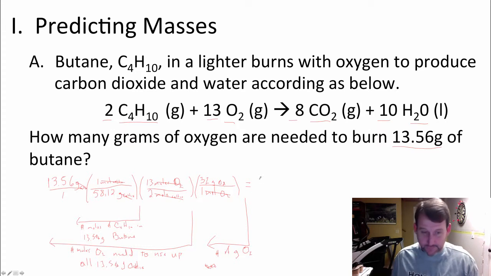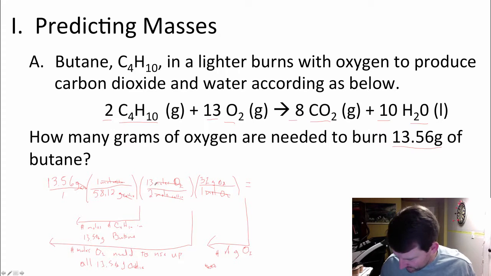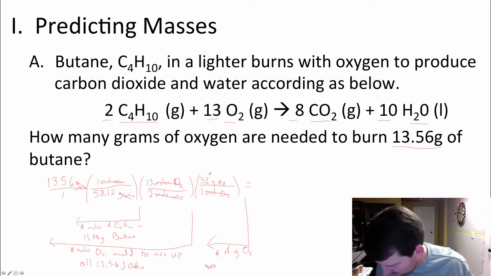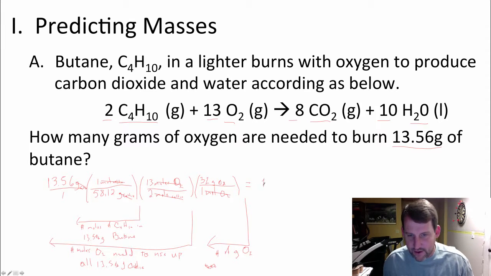And to do the math, all we do is we start with this number, 13.56, in our calculator. And the next number is on bottom, so we divide here by 58.12, times 13, because it's on top. The 2's on bottom, so we do divided by 2. Let me go back a step. One minute, mistake. 13 divided by 2. And then the last number's on top, so we hit multiply times 32. And that gives us an answer of 48.5.